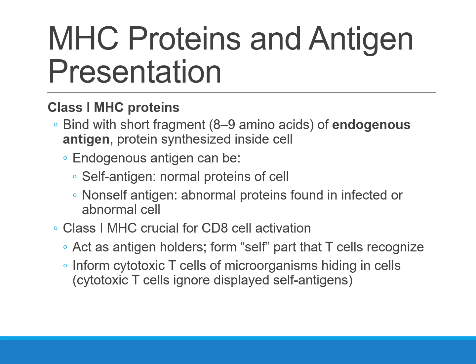So class 1 MHC markers again are on all of your cells except for red blood cells, and they are letting the body know that this cell belongs, and they also let the body know when they become infected. Class 1 MHC is crucial for CD8 cell activation. They act as the antigen holders. They form the self part that the T cells can recognize, and that's what I was just saying. Really important that we want the T cells to recognize that this cell belongs. They inform the cytotoxic T cells when there is a microorganism hiding inside of the cell.